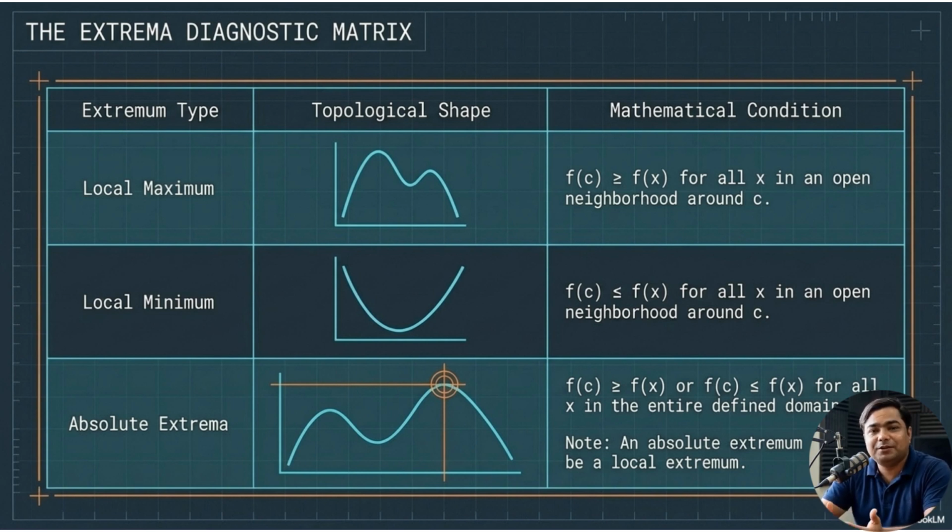Third, absolute extrema refer to the largest or smallest value in the entire domain. An absolute maximum is the highest value overall. An absolute minimum is the lowest value overall. One important note is that an absolute extremum can also be a local extremum. For example, the highest point in the whole graph may also be higher than all points near it.